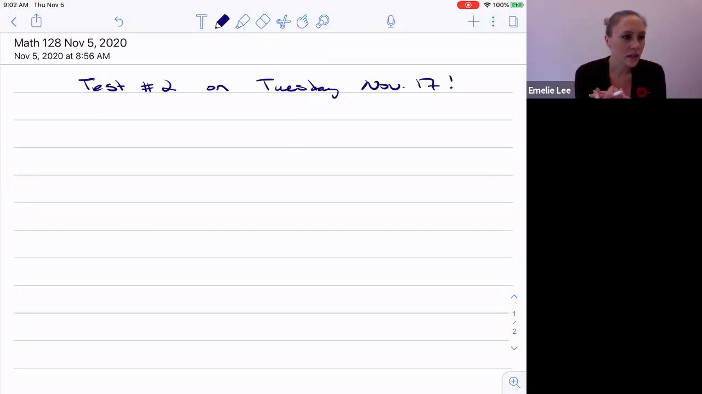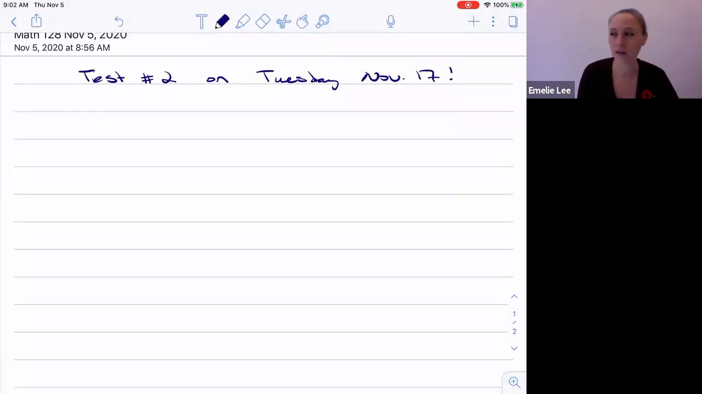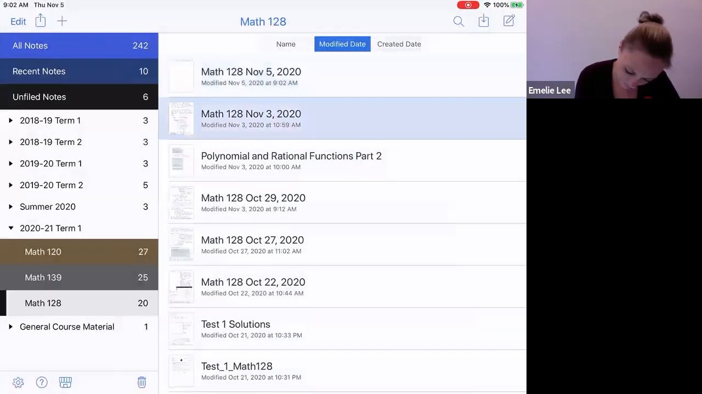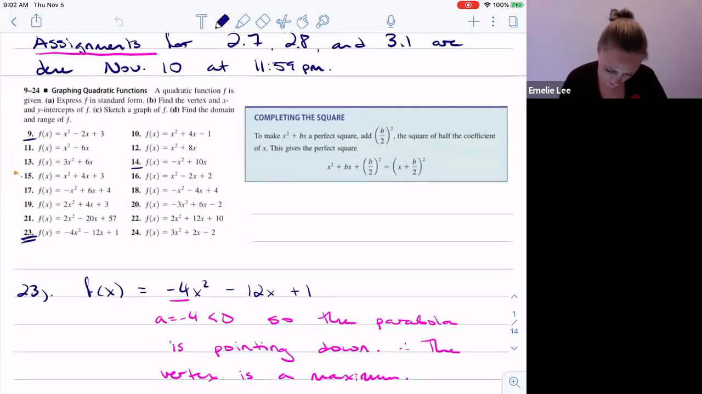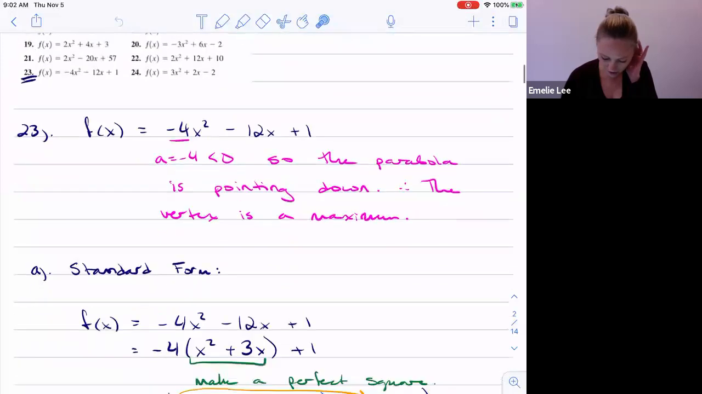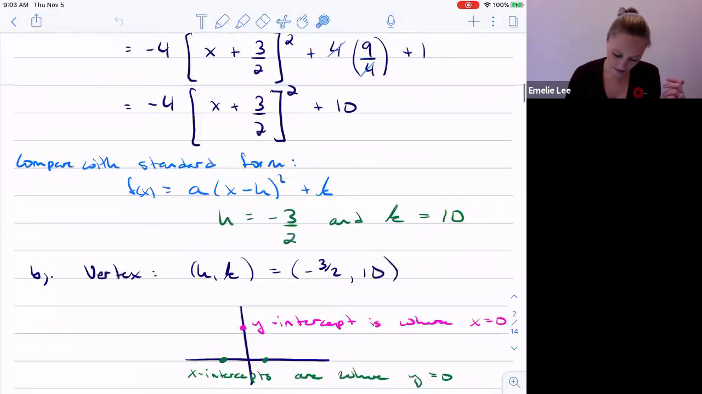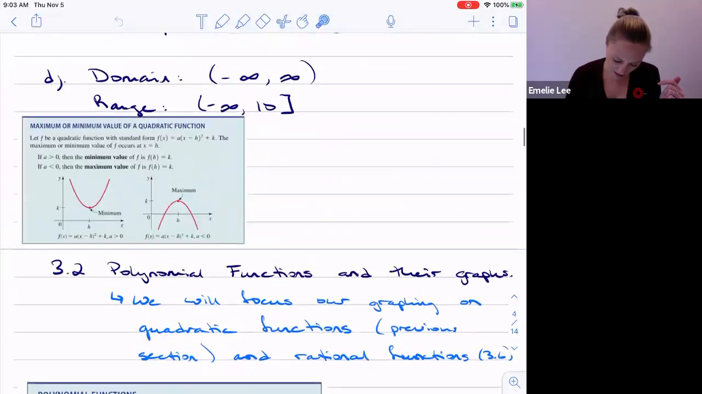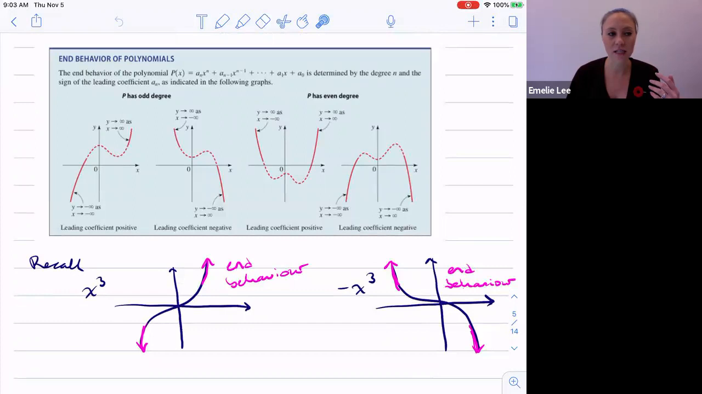For a quick review, what did we do? Oh yeah, we were graphing quadratic functions, so parabolas, pointing up or down. We're actually gonna kick it up a notch today and graph rational functions, which is a polynomial over a polynomial, so a little bit harder, right? But so we talked about quadratics, and then we got into the end behavior of polynomials, so that's gonna come in handy for us.